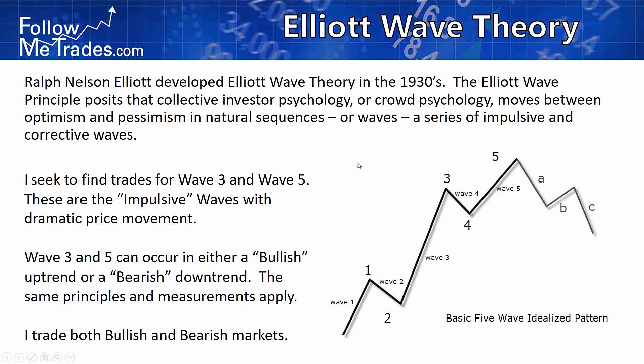Okay, so Elliott Wave theory. Ralph Nelson Elliott developed his theory back in the 1930s. Pretty interesting. About the same time that Goichi was working on Ichimoku Cloud over in Japan, Elliott was over here working on his theory. His theory simply says that collective investor psychology, crowd psychology, moves between optimism and pessimism in natural sequences, a series of impulsive and corrective waves.